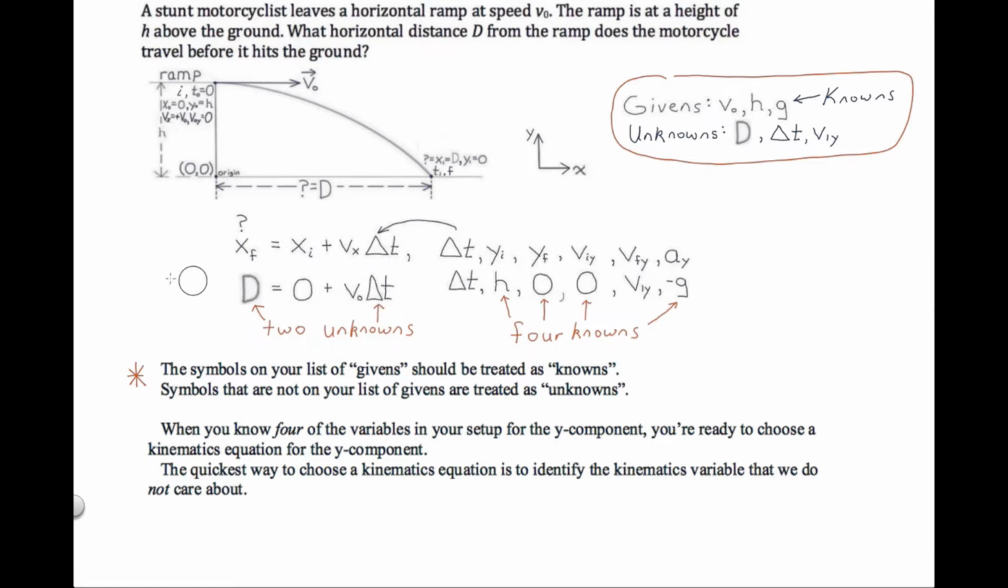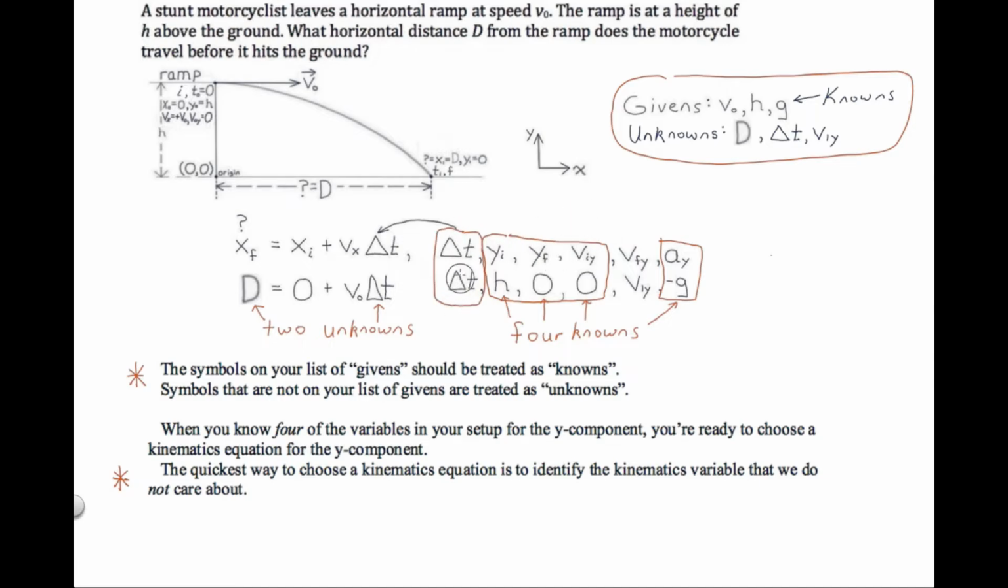When you know 4 of the variables in your setup for the y component, you're ready to choose a kinematics equation for the y component. We do have 4 variables for the y component that we can treat as knowns: y initial, y final, v initial y, and a sub y. So we're ready to choose a kinematics equation for the y component. We care about these 4 variables because we're treating these 4 variables as knowns.